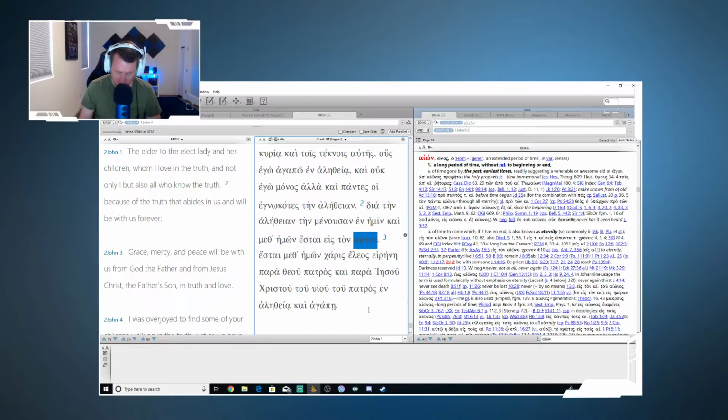The elder to the chosen lady and to her children, whom I love in truth, and not I only, but also all who have known the truth. Because the truth that continuously remains in us and will be with us for eternity. It will be with us, grace, mercy, peace from God the Father, and from Jesus Christ, the Son of the Father, in truth and in love.